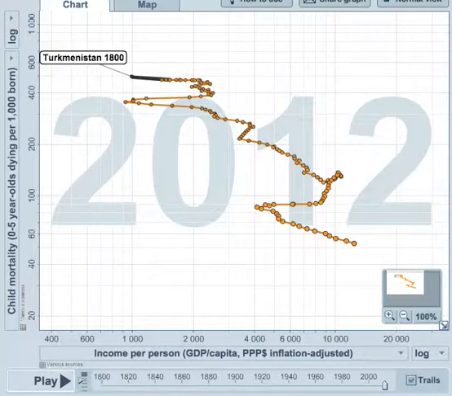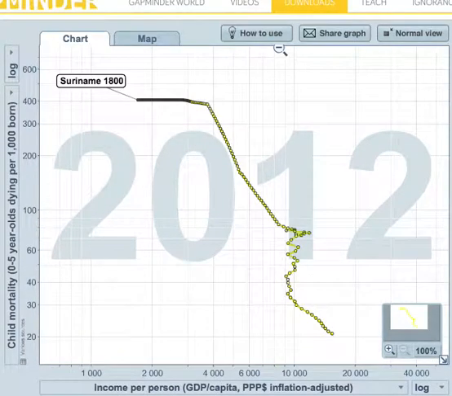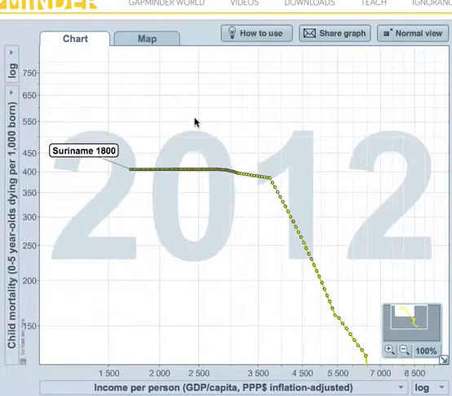The second graph illustrates the progress of the two indicators in Suriname between the same period of time, 1800 and 2012. Between 1800 and 1924, the child mortality varied almost insignificantly. Then, starting with 1924, the rate decreased with each year.